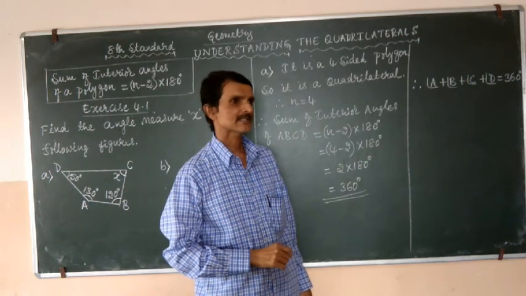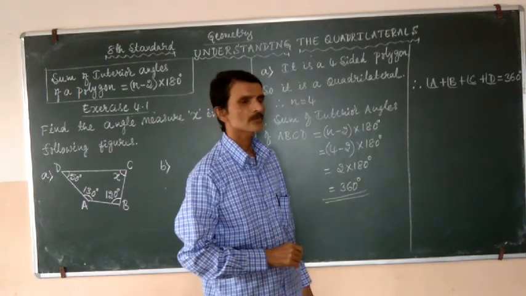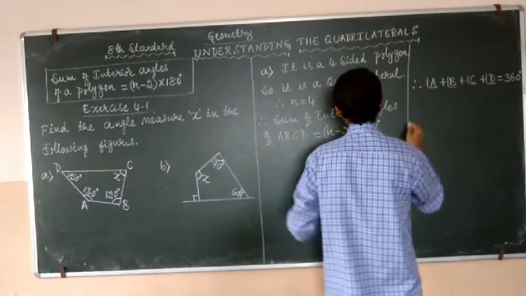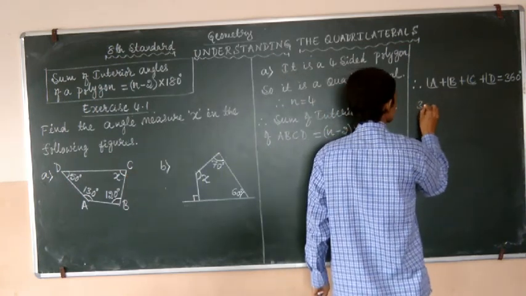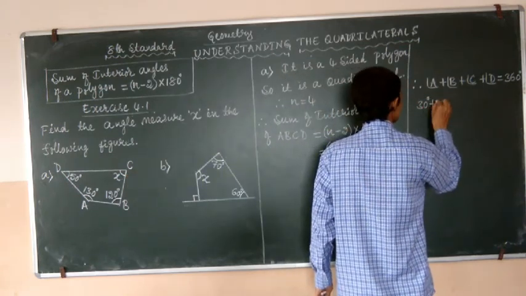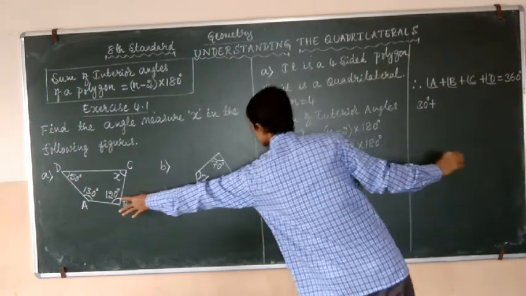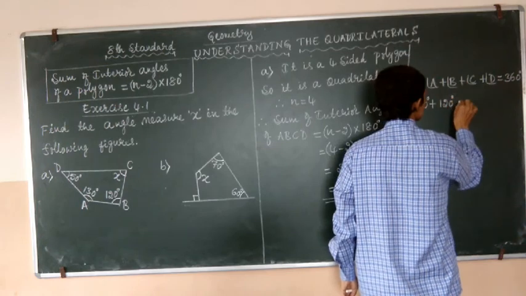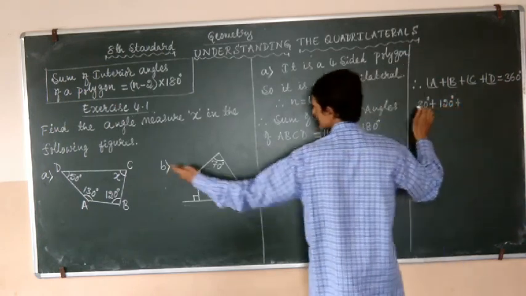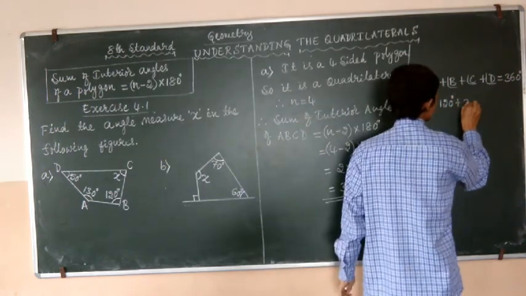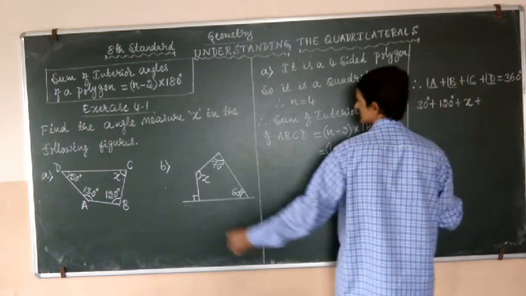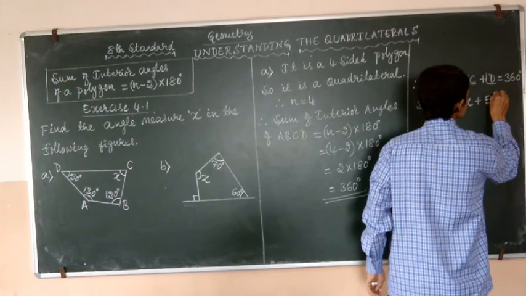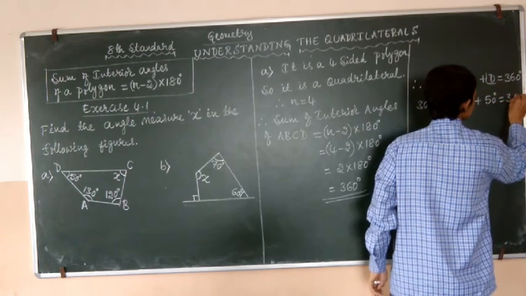It is a quadrilateral, so it has 4 angles. In the figure, angle A is 130 degrees, angle B is 120 degrees, angle C is x, that is what we have to find out, and angle D is 50 degrees. The sum equals 360 degrees.